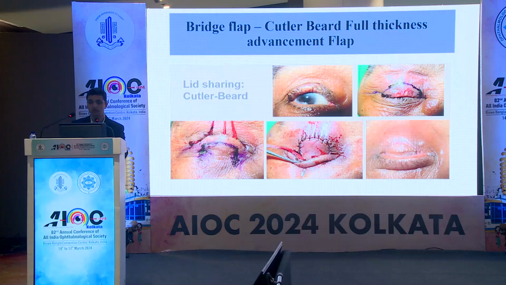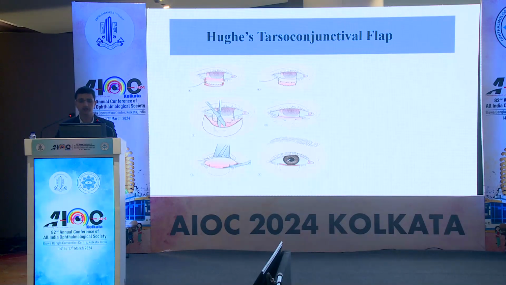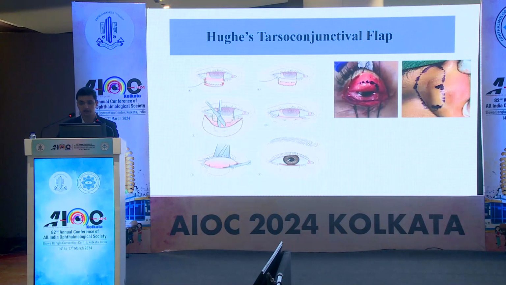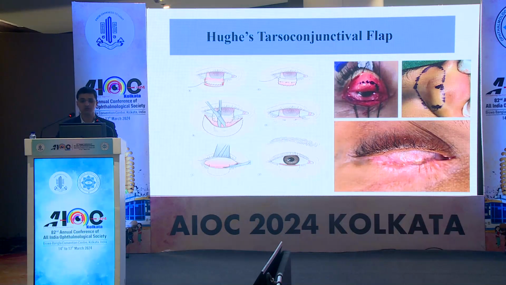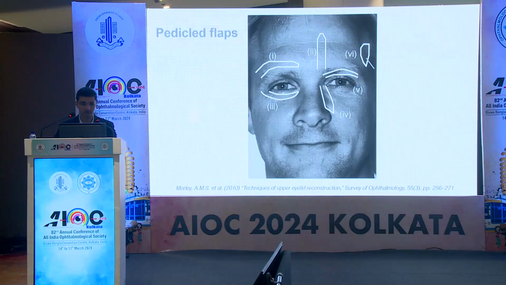This image shows the Cutler-Beard, which is the bridge flap for a full thickness advancement. This is done commonly for upper eyelid defects in cases of iatrogenic causes. Next is the Hughes tarsoconjunctival flap. This is done for lower lid defects of iatrogenic causes, in which the posterior lamella is taken from the upper lid tarsoconjunctival complex, and the anterior lamella is made with the help of a postauricular graft.